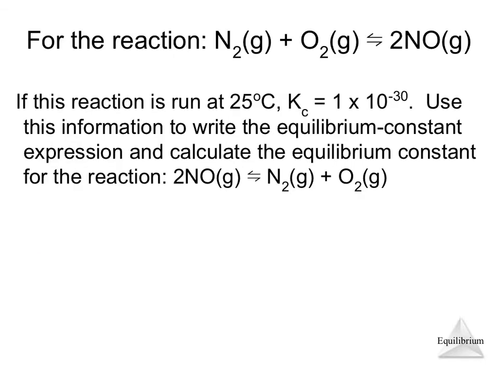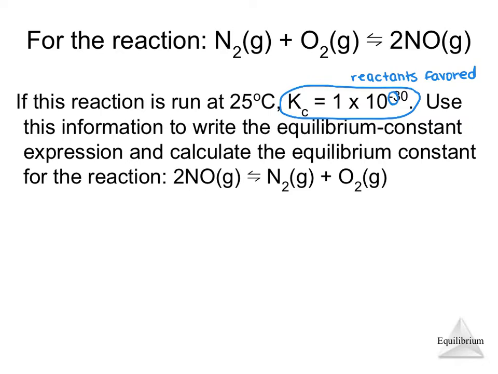If we look at this reaction, it's run at 25 degrees Celsius, and our Kc is 1 times 10 to the negative 30th. This is a really small value, which tells me that in this reaction, the reactants are favored. That negative 30 there tells me it's a decimal point, 29 zeros, and then a 1.